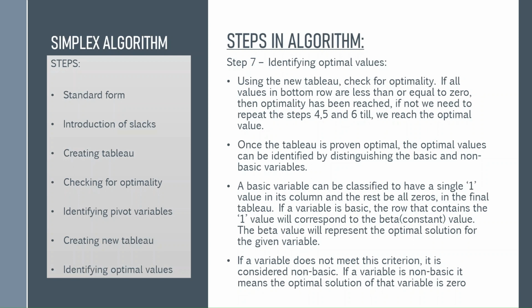Once the table is proven optimal, the optimal values can be identified by distinguishing the basic and non-basic variables. Basic variable can be classified to have a single one value in its column and the rest of the values in the column be zeros. In the final table, if the variable is basic, the row that contains the one value corresponds to the beta value. The beta value will represent the optimal solution for a given variable. If a variable does not meet this criteria, it is considered as non-basic. If a variable is not basic, it means that optimal solution of the variable is 0.